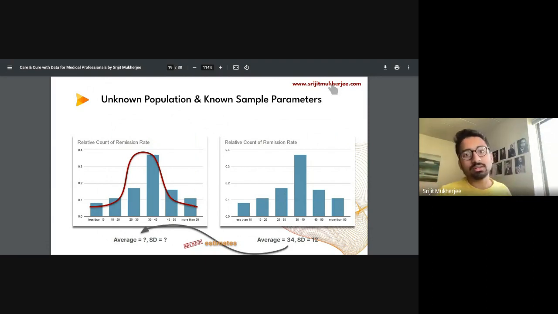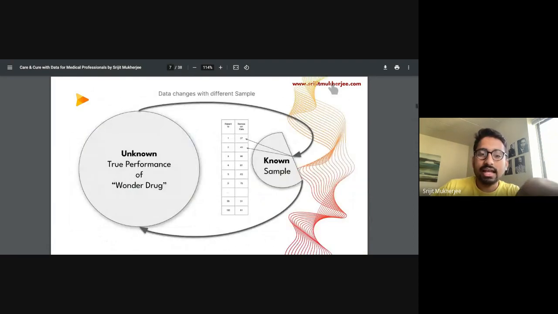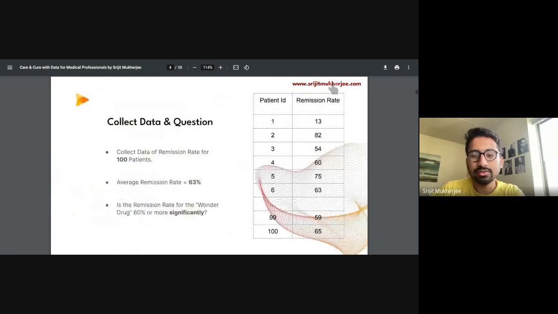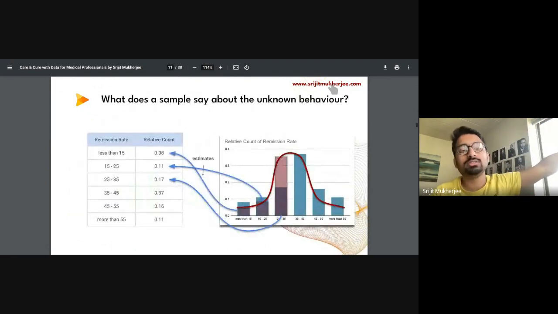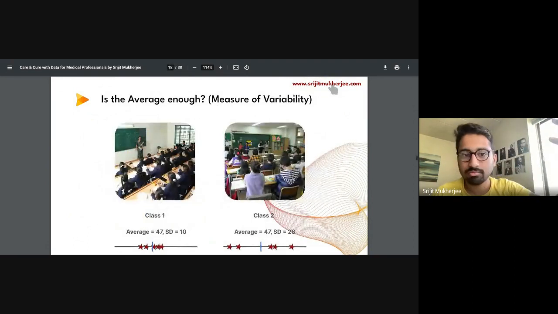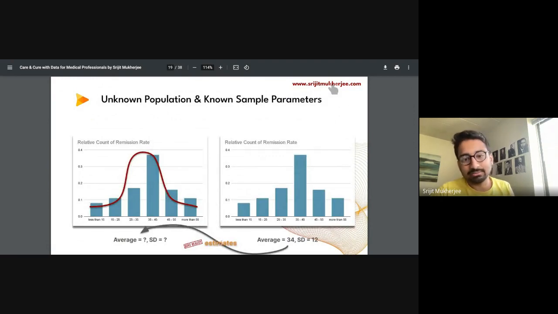The best estimates, we can show mathematically and statistically, are the actual sample mean and the sample standard deviation. If you take the mean of all these numbers that you have got, and the standard deviation, those are the best estimates that you can have for the actual population and the actual behavior of the wonder drug. That's the best quality estimate. So if you have a sample average of 34 and standard deviation of 12, that's the best estimate we can get for the population parameters, that means the population average and population standard deviation.